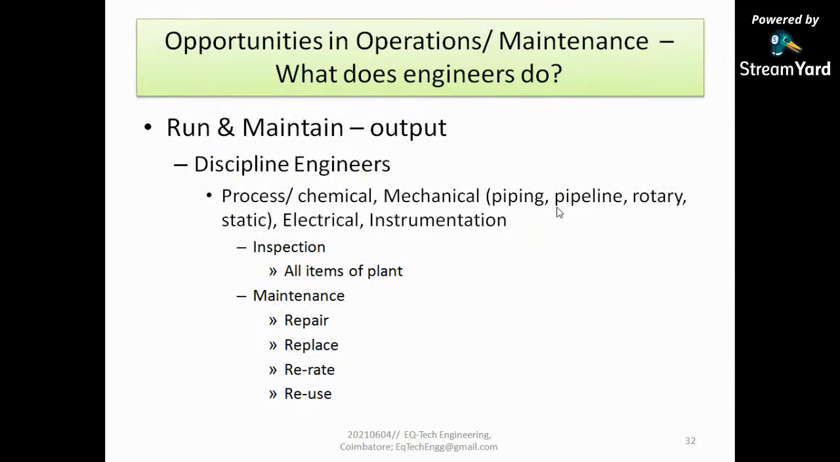Re-rate means, for example, there is a piping which is designed for a particular pressure, say 100 bar. Suppose the chemical engineers want to use this pipe designed for 100 bar at 120 bar. Whether it can be done or not, these things are called rerating. If they are doing it, it's called rerating.